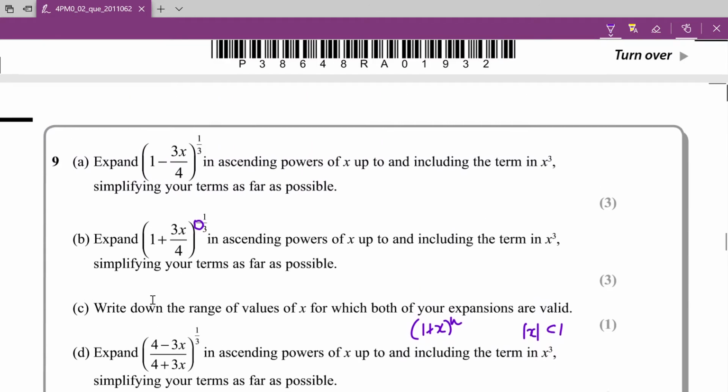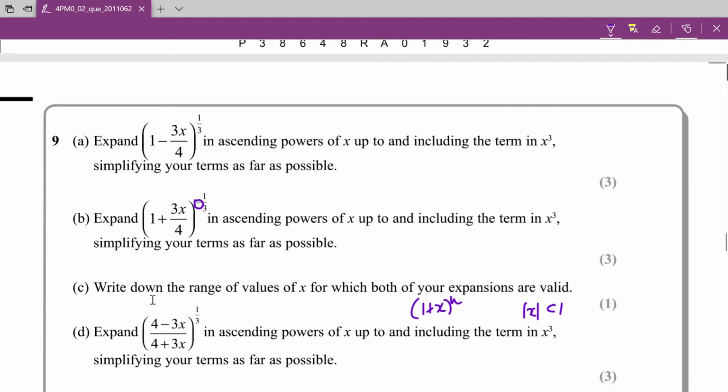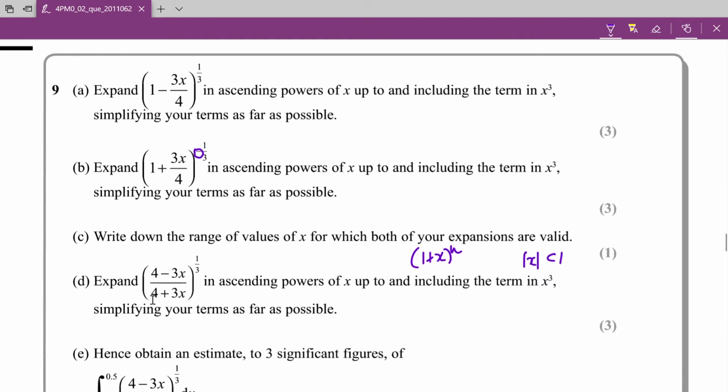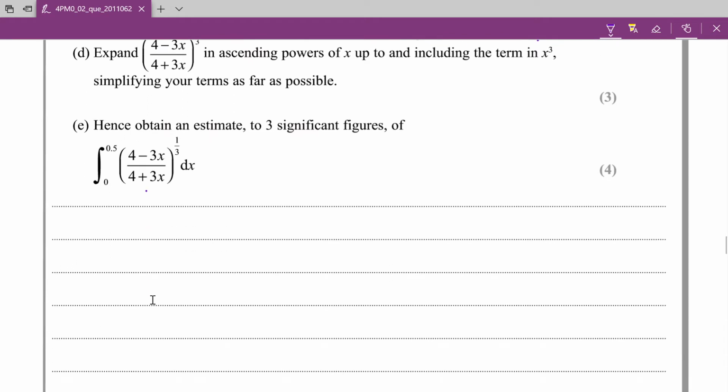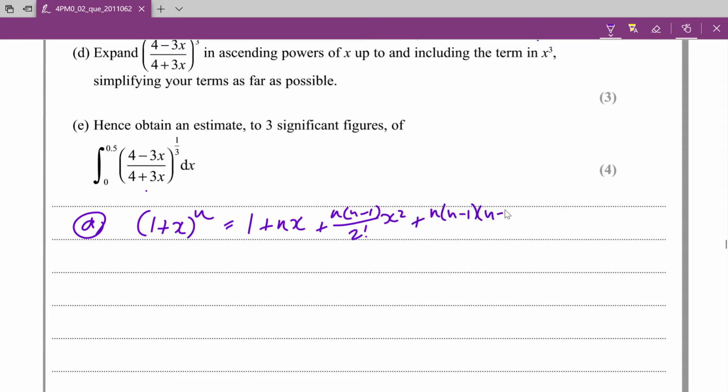So firstly, it says expand 1 minus 3x over 4 to the power of 1 over 3 in ascending powers of x up to and including the term in x cubed. Now for this, you're going to want to use the infinitely adding up binomial series, which is (1 plus x) to the power of n is equal to 1 plus nx plus n times (n minus 1) over 2 factorial x squared plus n times (n minus 1) times (n minus 2) divided by 3 factorial x cubed plus dot dot dot.